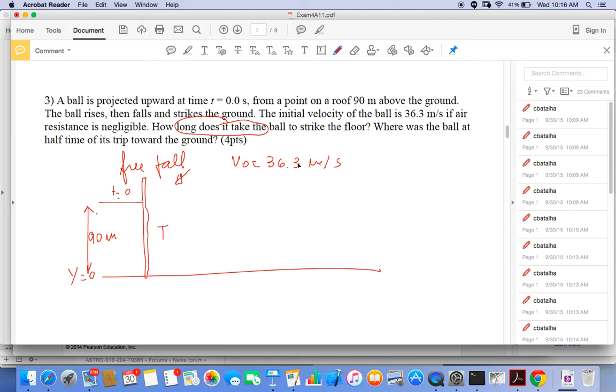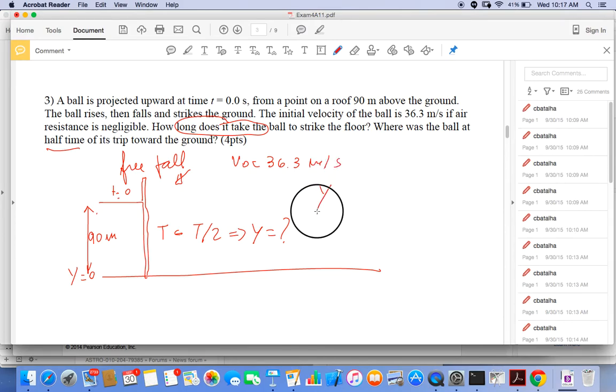And where was the ball at halftime? Which means once you calculate this time here, halftime is this. Where the ball is at halftime, that's what we want to do. So let's do the first one. We want to find the time. So how can we do that?